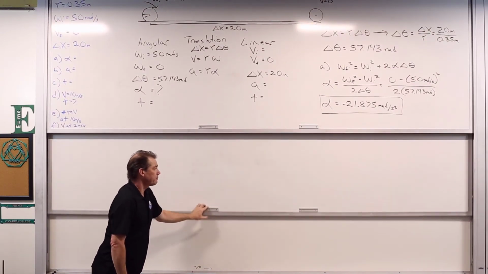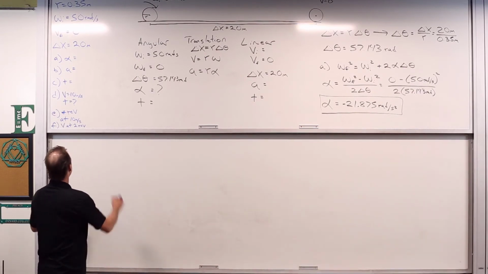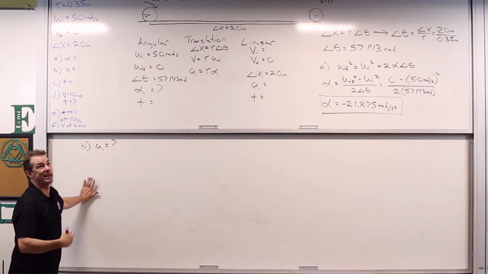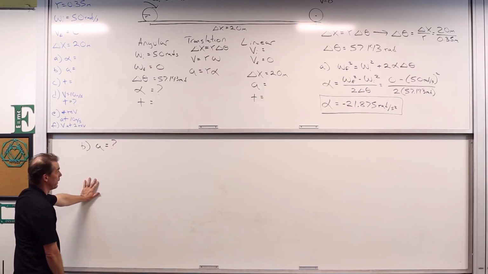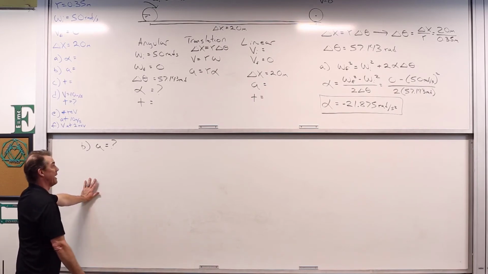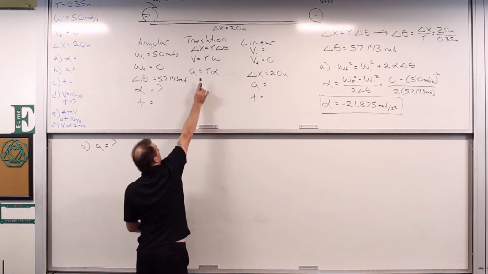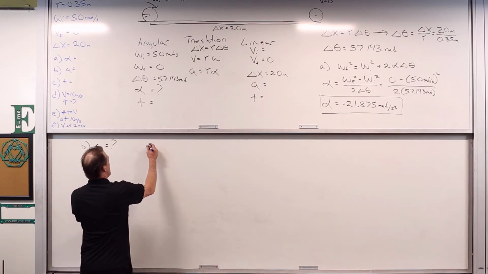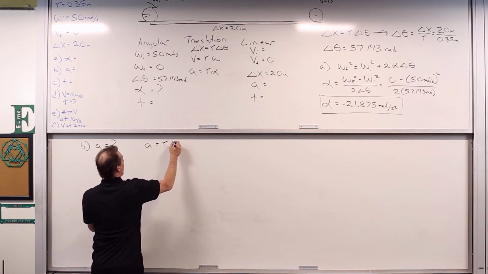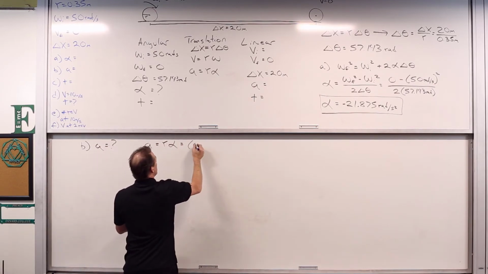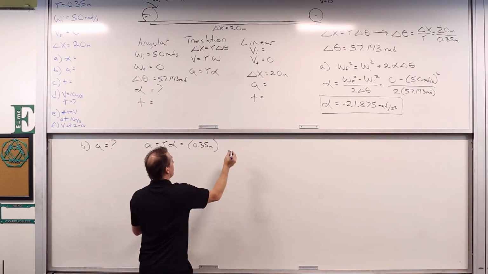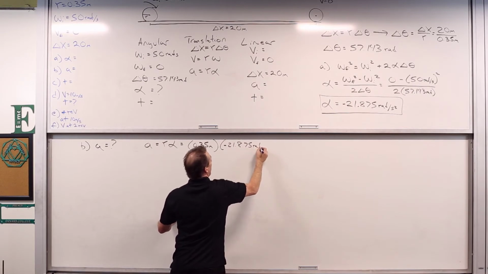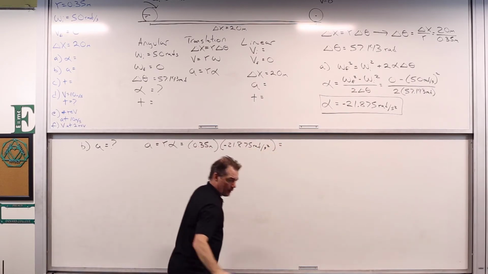So with that, we can move over to part B. Part B asks, what is the linear acceleration or translational acceleration that correlates with this object's motion? Now that's going to be really easy to get because all we have to do is look to the equation of translation, because we already know what the angular acceleration is. A is equal to R alpha, which is equal to 0.35 meters multiplied by negative 21.875 radians per second squared.